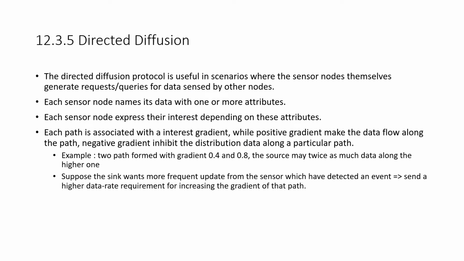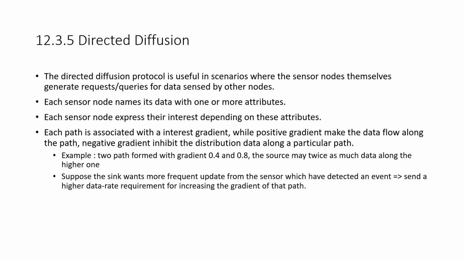Directed diffusion. The directed diffusion protocol is useful in scenarios where the sensor nodes themselves generate requests or queries for data sensed by other nodes. Each sensor node names its data with one or more attributes. Each sensor node expresses its interest depending on these attributes.